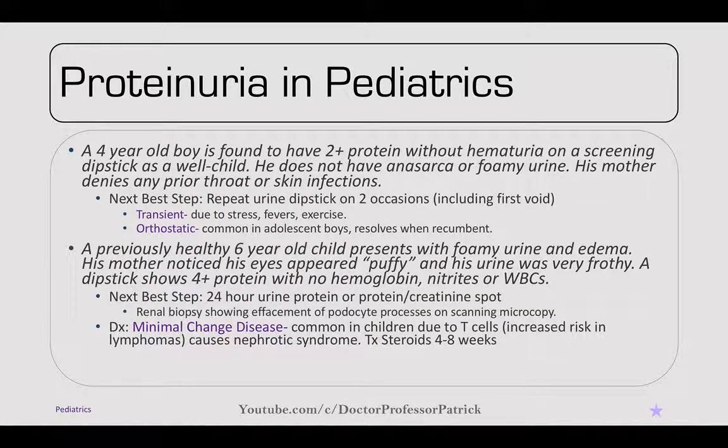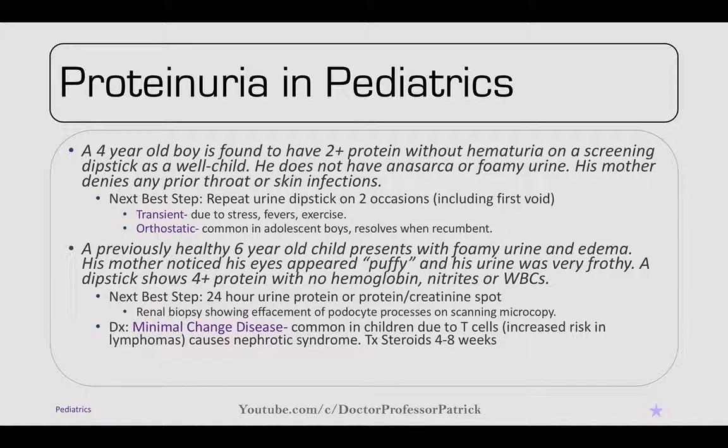Next is proteinuria in pediatrics, so nephrotic syndromes. We've got a 4-year-old boy who's found to have 2+ protein without hematuria on a screening dipstick at a well-child visit. He does not have anasarca or foamy urine. His mom denies any prior throat or skin infections, so it's not likely any of the classic nephritics or nephrotics. The next best step is to repeat the urine dipstick on 2 occasions and try to include a first void, because this can be transient just due to stress, fever, exercise, or orthostatic, which is common in adolescent boys. It resolves when they're recumbent.